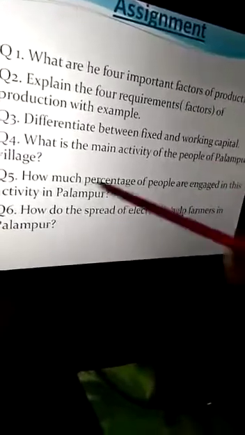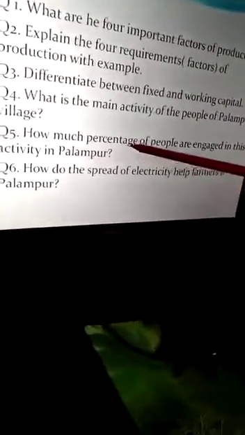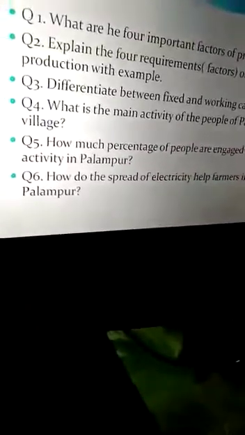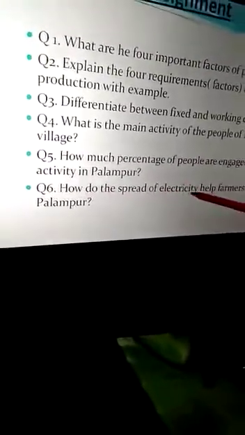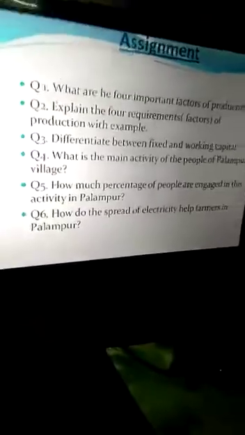Then the next question: what is the main activity of the people of Palampur village? Definitely it is farming. And what percentage of people are engaged in this activity in Palampur? 75% of people are engaged in that. How does the spread of electricity help farmers in Palampur? The spread of electricity helps farmers to irrigate the field, and it also helps small scale manufacturing.